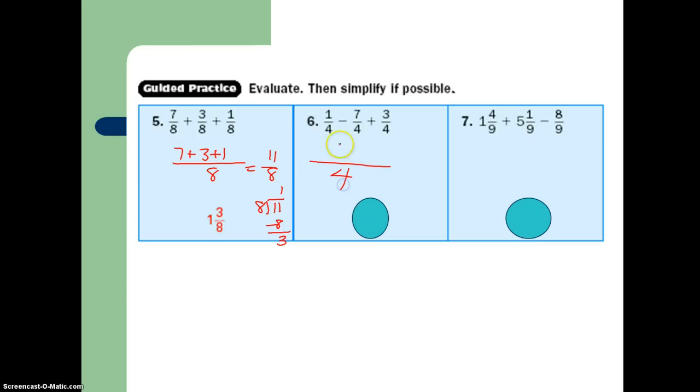Number 6, same denominator of 4. You have 1 minus 7 plus 3, which is negative 6 plus 3 over 4, which is negative 3 over 4.